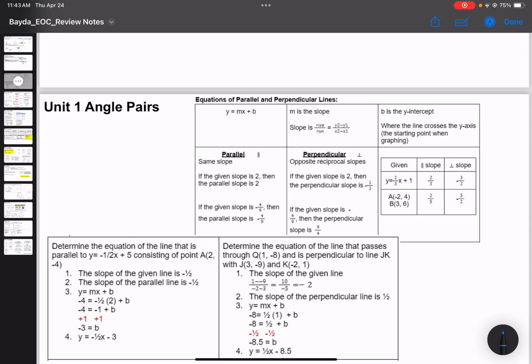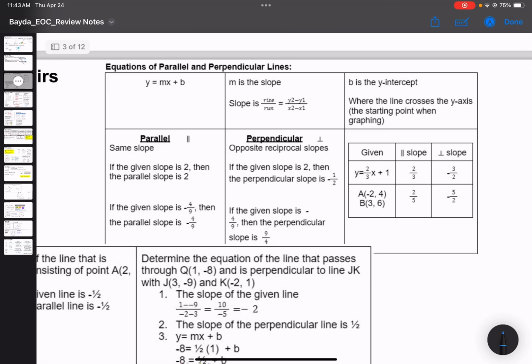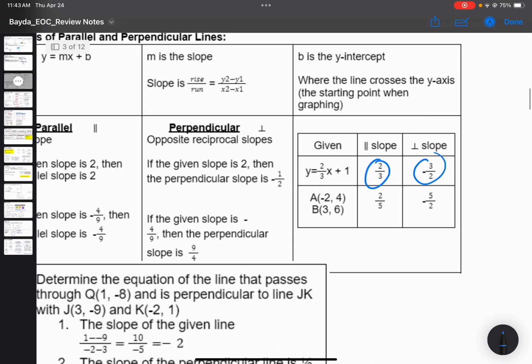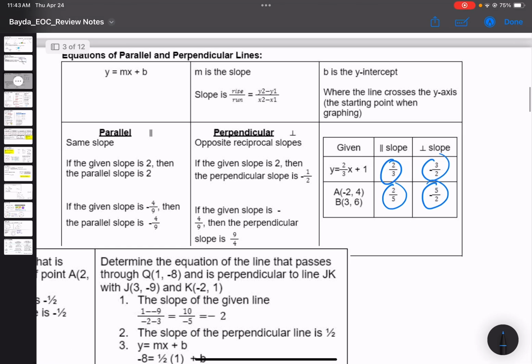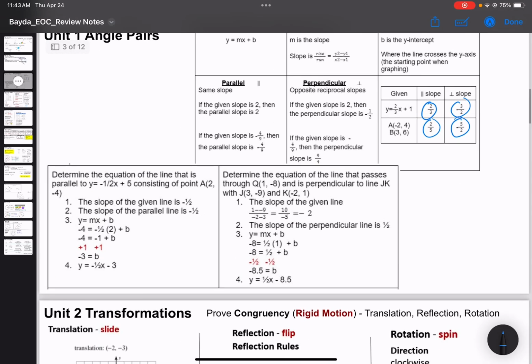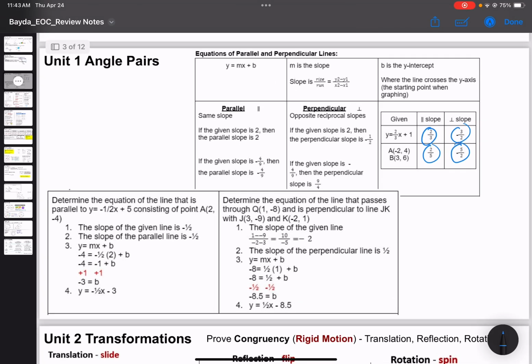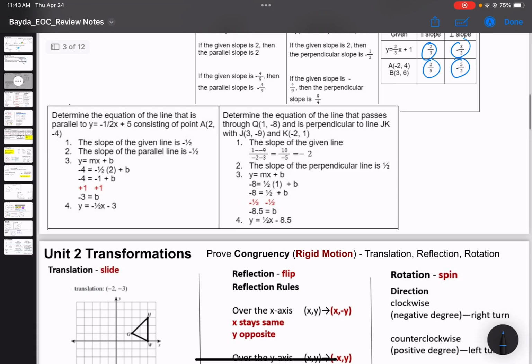Parallel slopes have the same slope. Perpendicular slopes, you want to flip your fraction and change the sign, and we can see that over there. You just flip the numerator and denominator, and if it's positive, make it negative, and vice versa. For questions like these, make sure you're writing out y equals mx plus b and plugging your numbers in. Go solve for b, and then write your final equation.